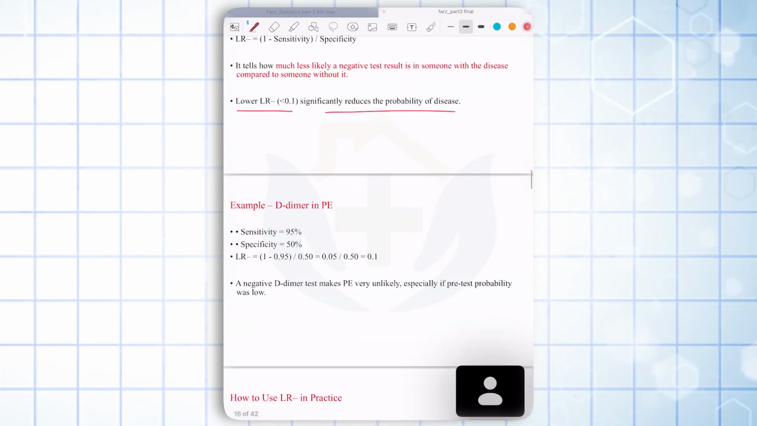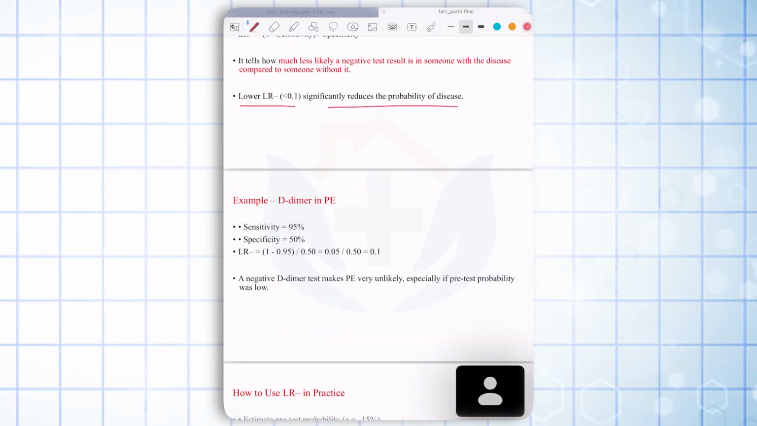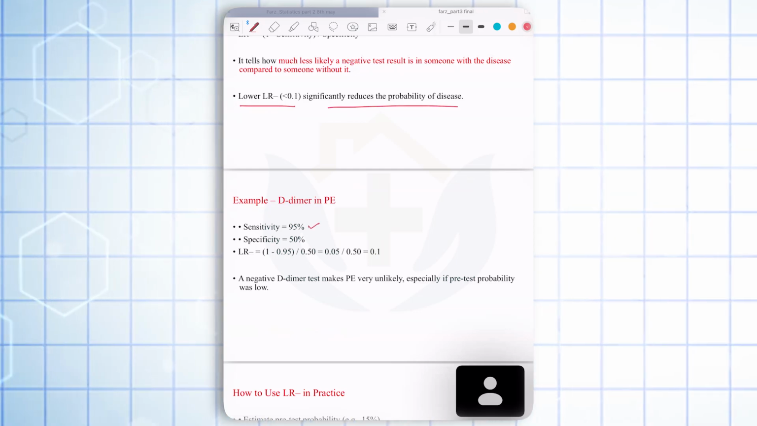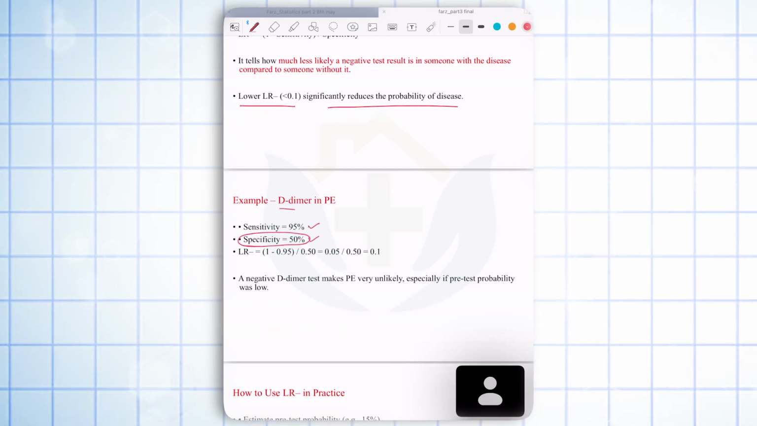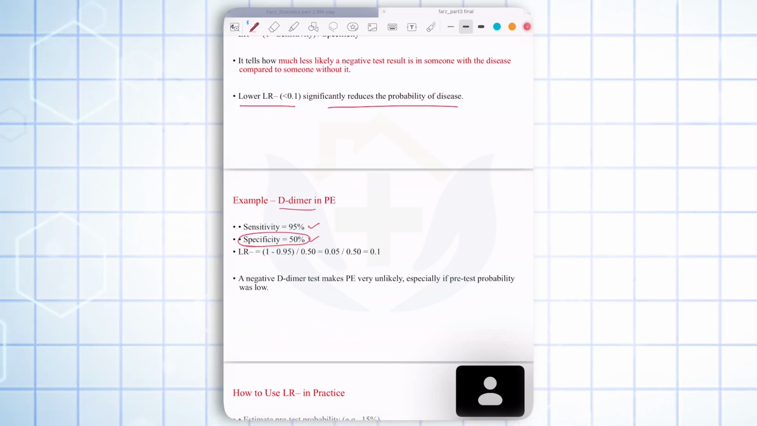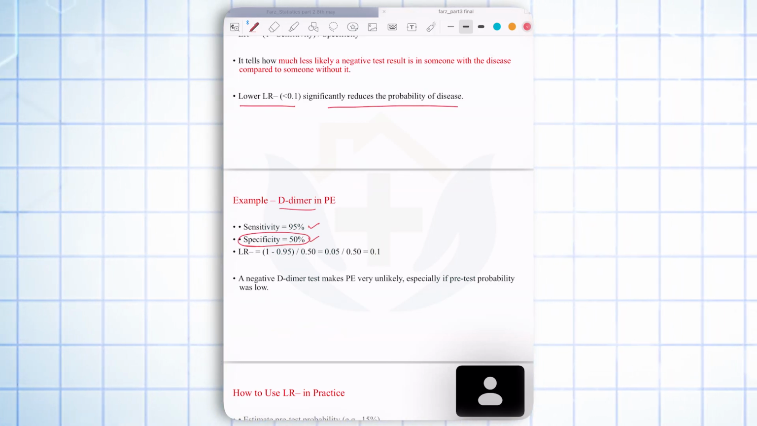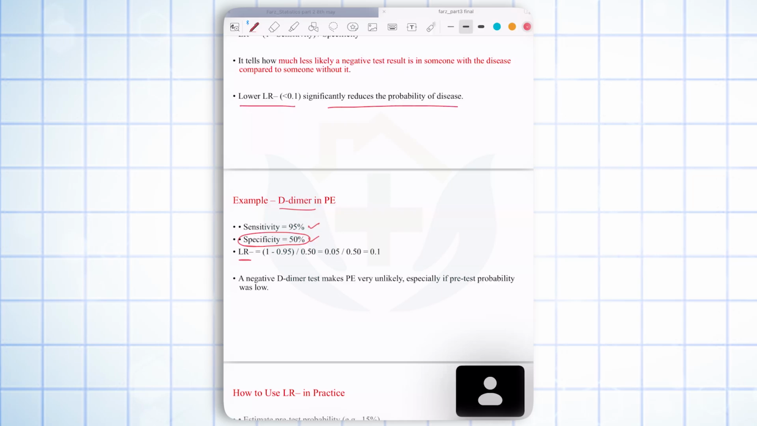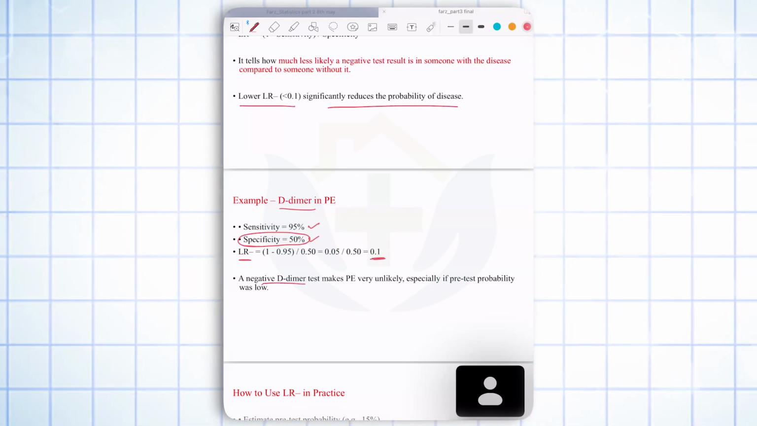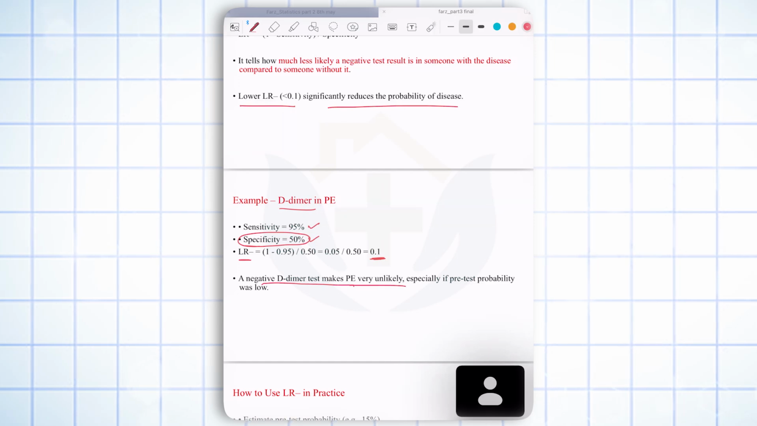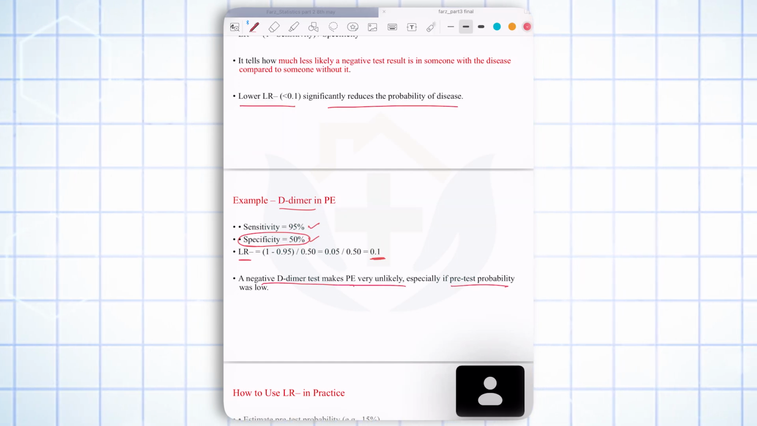So for example, a DVT patient is coming. We know that the sensitivity is 95 and specificity is 50. You see, the specificity is very, very low for a D-dimer test, meaning that it can be elevated in multiple other conditions. Once you put in the formula of likelihood ratio, it is coming to 0.1. So if you get a negative D-dimer test, it makes PE very unlikely, especially if the pre-test probability was low.